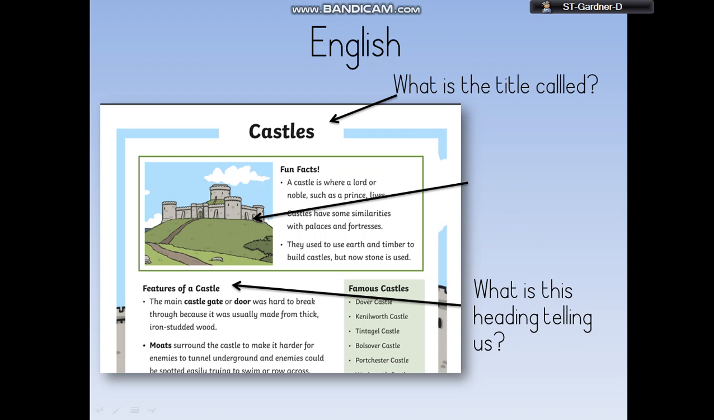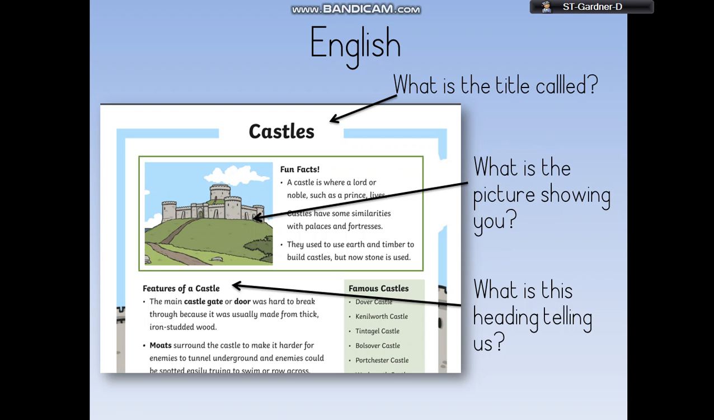And if you start to read it a bit more closely, you can see that it's telling us information and facts about what makes up a castle, looking at the doors and the gates and the moats. So it's giving us extra information, and we know it's telling us all about this bit here because it tells us the features under the heading. Okay?